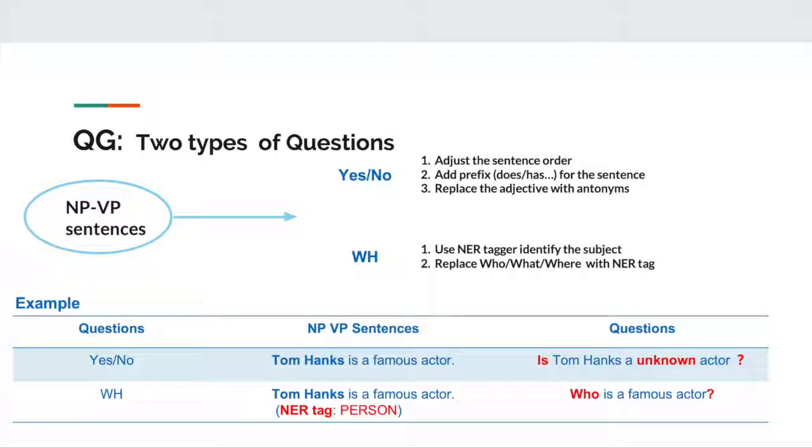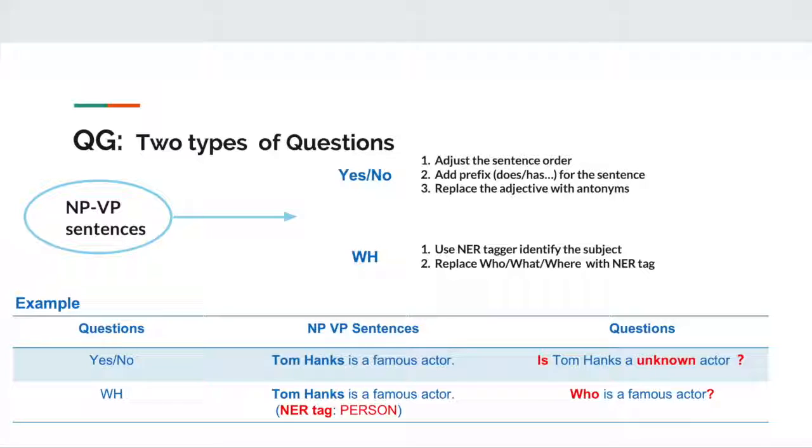For auxiliary verb, we need to put it at the beginning of the sentence and remove the original word in the sentence. For notional verb, we should add a prefix like do, does, did, has, or have at the beginning of the sentence, and then change the original word to infinitive, which is achieved by the WordNet lemmatizer tool in NLTK. For WH questions, the idea is to replace the subject with who, what, when, or where.